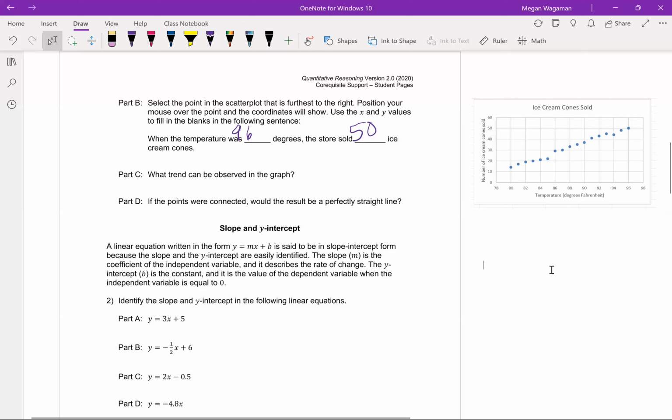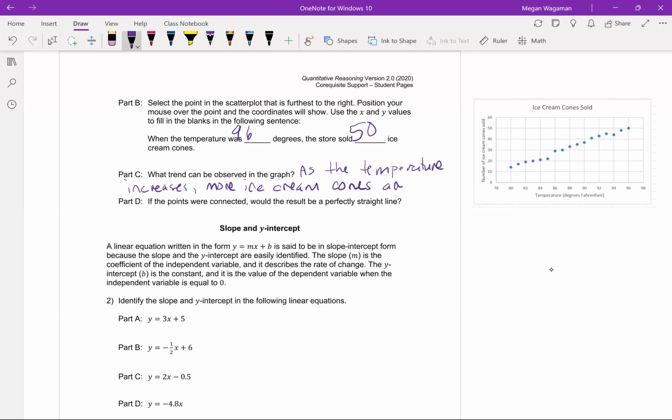So what trend can be observed in the graph? Overall, I would say the trend is like we predicted: as it gets hotter, as the temperature increases, more ice cream cones are sold. You could phrase that different ways, but that's the main thing you want to get at here, that as temperature increases, the number of ice cream cones sold also increases.